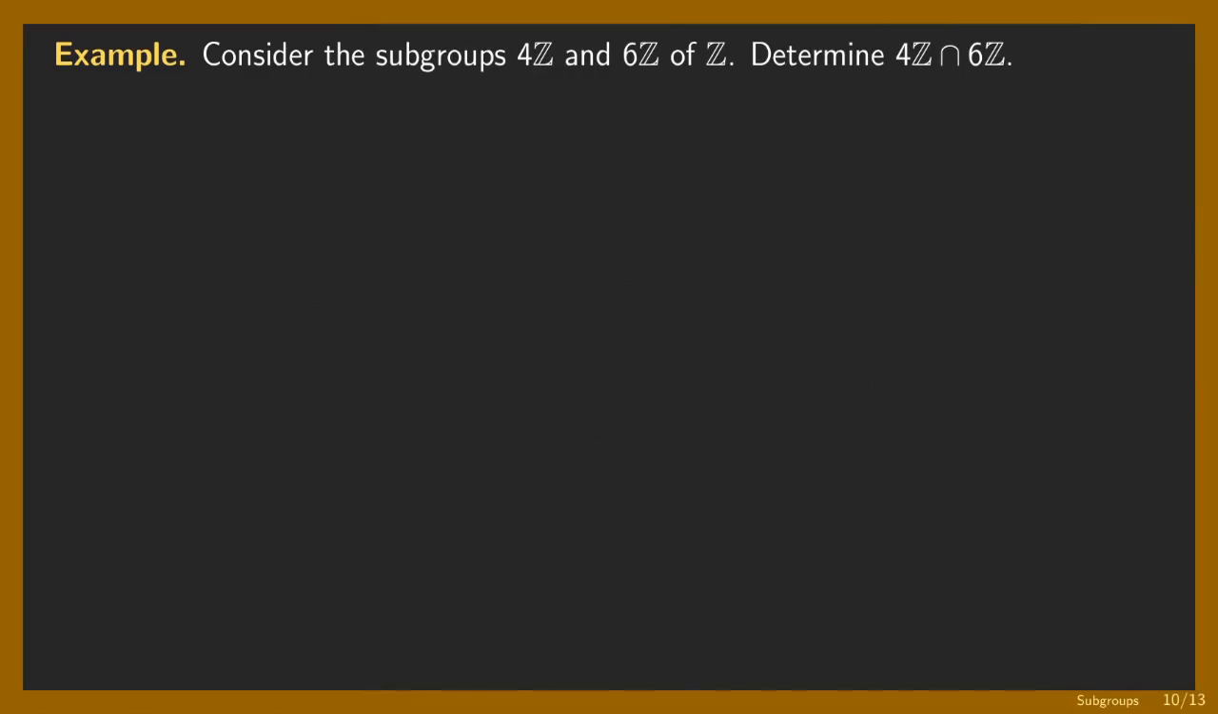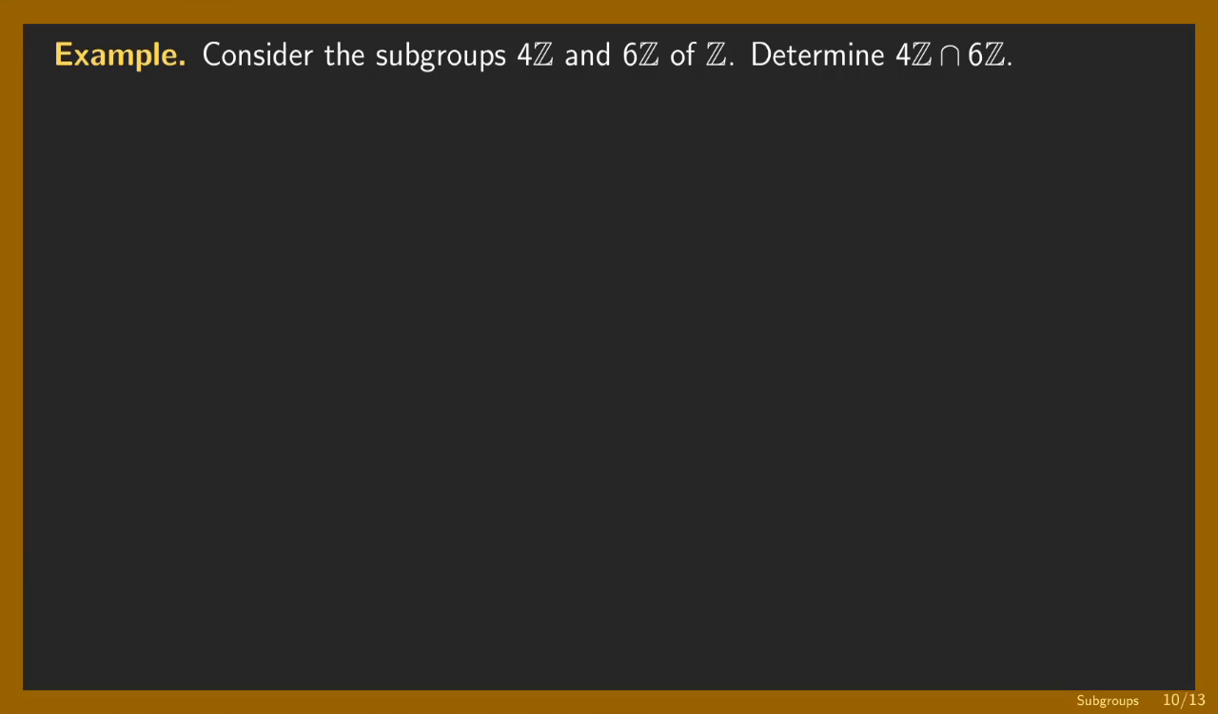So let's consider this example. Well, we know that 4Z and 6Z are subgroups of Z, right? These are the group of multiples of 4 and the group of multiples of 6 under addition. Let's determine the intersection, because we know that this intersection will be another subgroup, so that's interesting. So what do you think is the intersection?